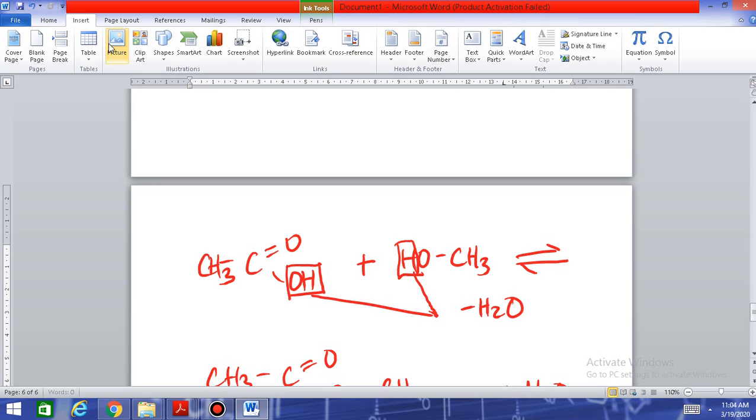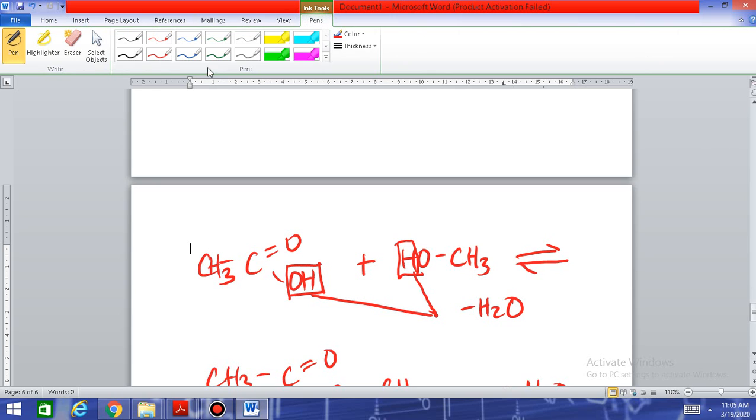Esterification needs conditions: concentrated strong acid, we usually use sulfuric acid as catalyst. Concentrated strong acid, in this case sulfuric acid as catalyst, and heat.